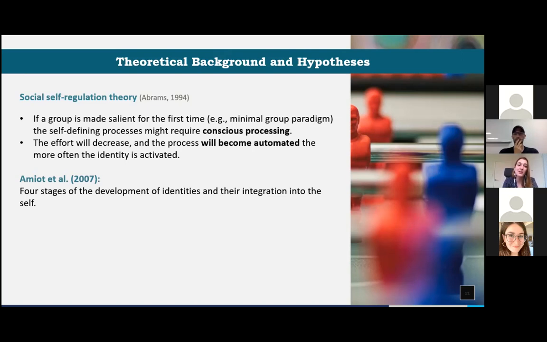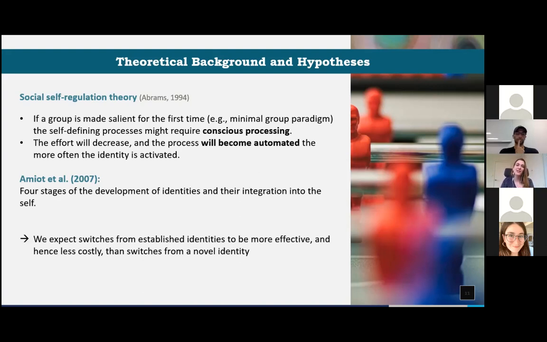This also goes in line with a model by Amiet and colleagues, which proposes 4 stages of how we integrate novel identities into the self-concept. It starts out with the first couple of stages where identities are rather anticipatory or not integrated with any other identities yet, up to the 4th stage where an identity is very well integrated with all of the other identities, and simultaneous activation of identities might even be possible. So also based on this model, we could say a minimal group identity that you have by no means integrated with your existing identities yet might be more difficult in a switching context than an identity that's well integrated into your self-concept. So based on all of that, we said that we would expect switches from established identities to be more effective, and we would expect it to be less effective if a switch involves a novel identity.